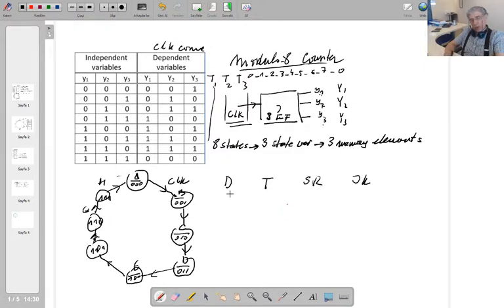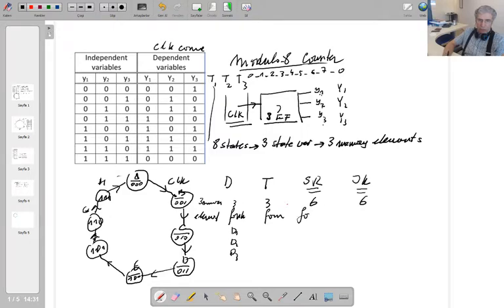The functions that we're going to find are the memory element input functions. So 3 memory elements means, for D type, 3 functions to design: D1, D2, D3. Similarly, for T-type memory element, 3 functions again. But for SR and JK, since this type of memory element has 2 inputs, for each memory element you need to find 2 functions. So the total number of functions you're going to design is 6.